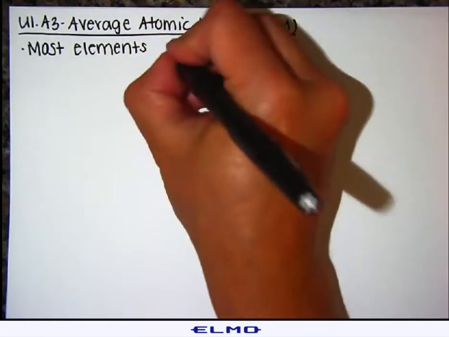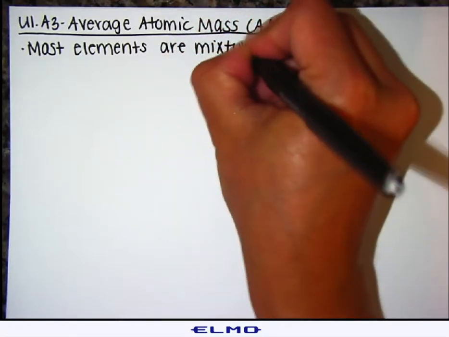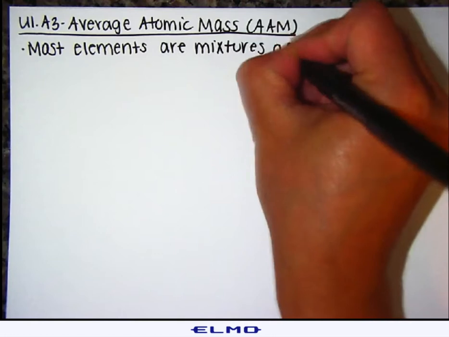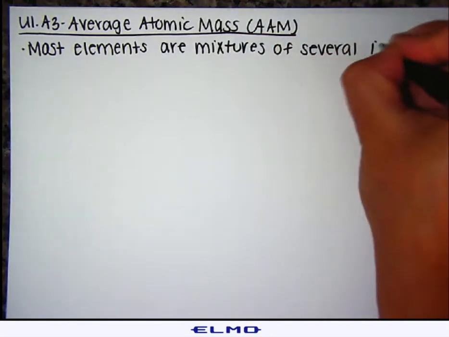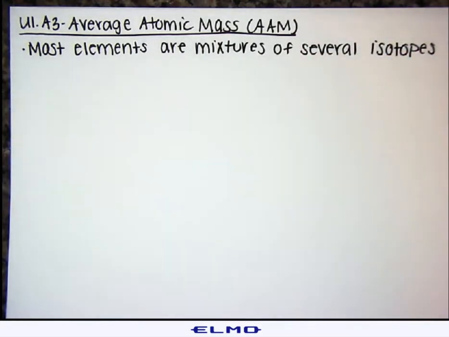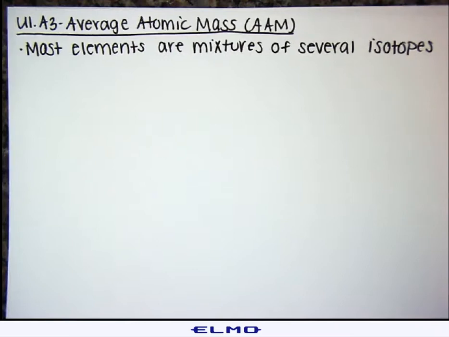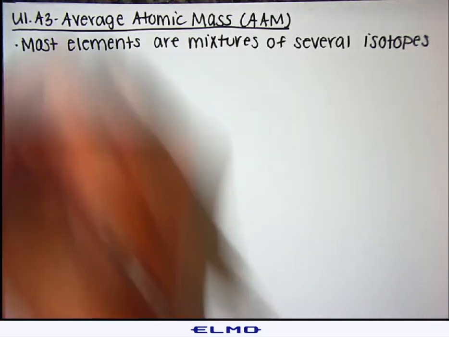Well, most elements are mixtures of several isotopes. So one of the examples we looked at last lesson was neon. We have neon 20, neon 21, neon 22. So how do we record the mass of neon if there's multiple isotopes that all have different masses?